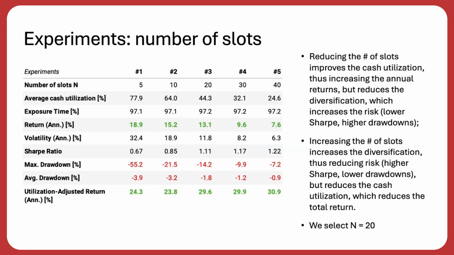So here we can draw an interesting conclusion, which is when we reduce the number of slots, we improve the cash utilization, thus increasing the annual returns. But in that case, we reduce the diversification, which increases the risk, which means lower Sharpe and higher drawdown, which is experiments 1 and 2. On the other hand, when we increase the number of slots, experiments 4 and 5, we increase the diversification, thus reducing the risk. So we have higher Sharpe, we have lower drawdowns, but we reduce the cash utilization, which reduces the total return. So in order to move forward here, I selected n equals 20, which is the middle experiment, experiment number 3.